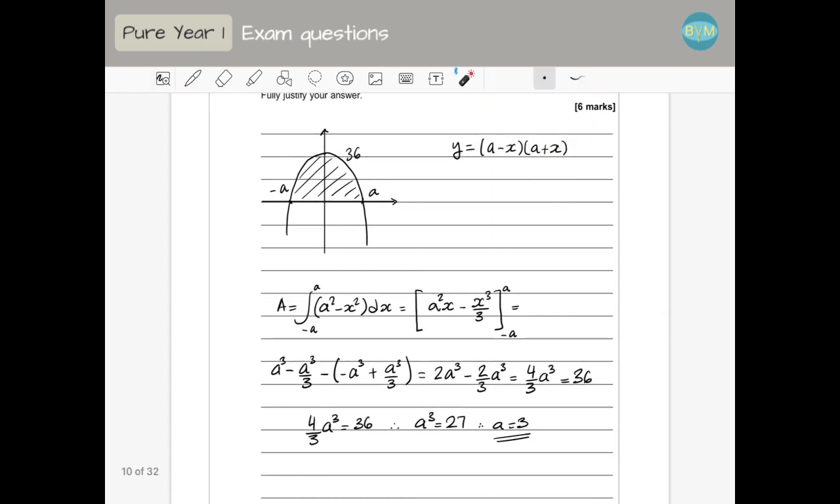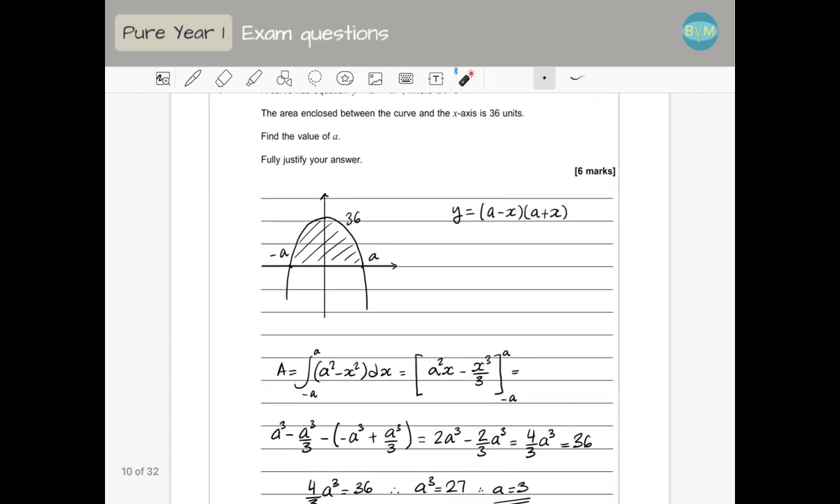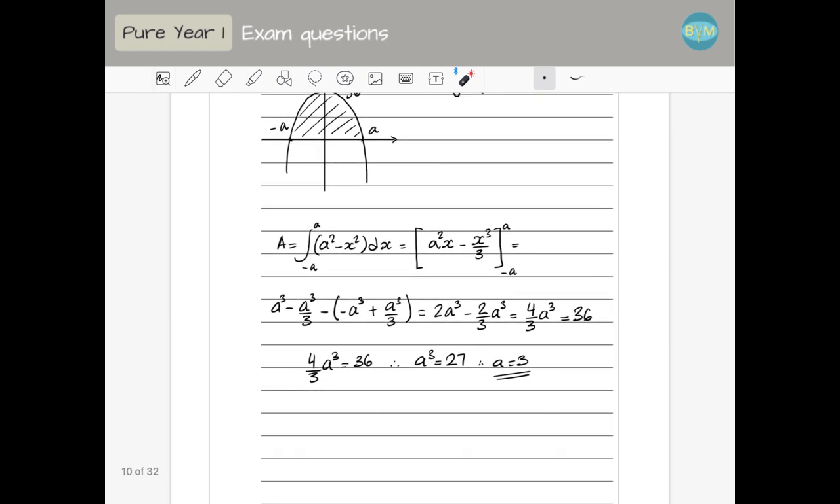I think the sketch will help you to understand what you have to integrate and between what, and then the integral is quite simple. Just be careful with the signs because it's easy to make mistakes here. And that's all with this question.